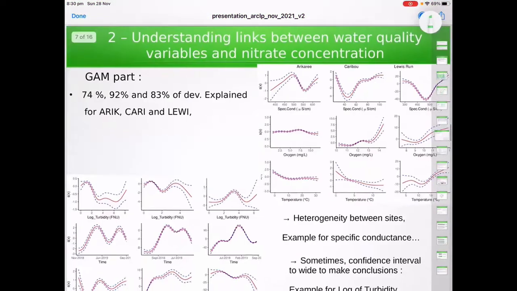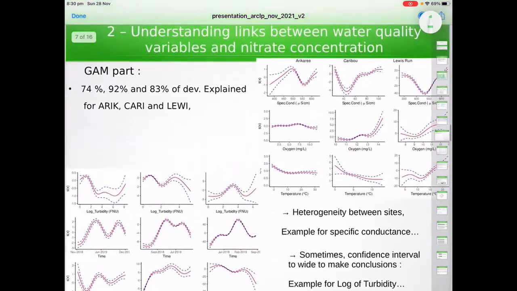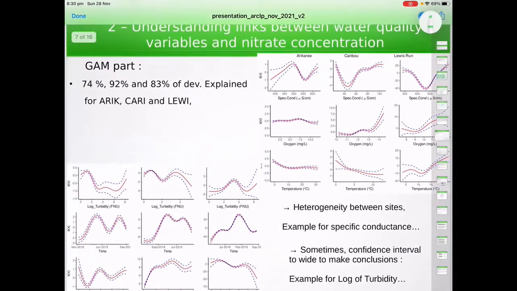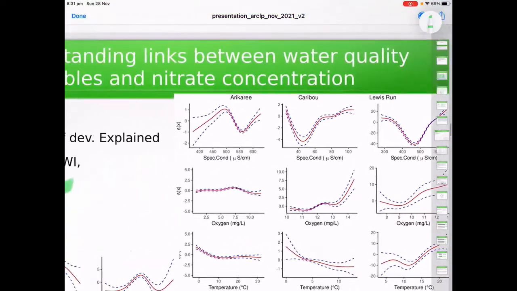I will present a little bit of results here to understand the link between the variables and the nitrate concentration. You can see the different percentages of deviance explained for the different sites: Macquarie, Caribou, and Lewis. So 70%, 90%, and 80% of deviance explained by the variables. But we have quite some heterogeneity between sites. You can see, for example, on the specific conductance, the first row here. I will zoom in a little bit.